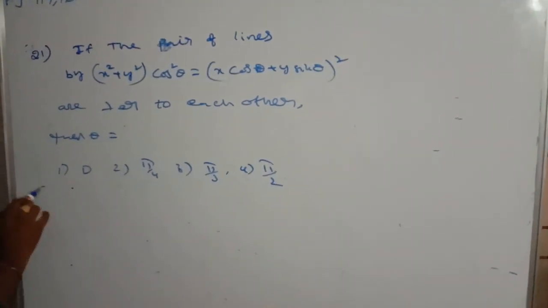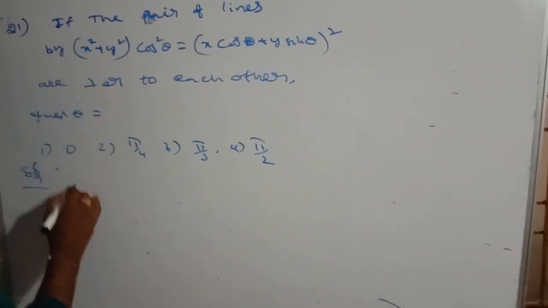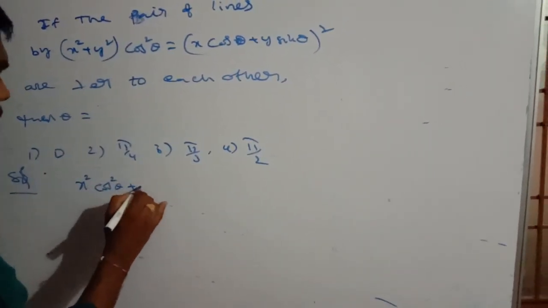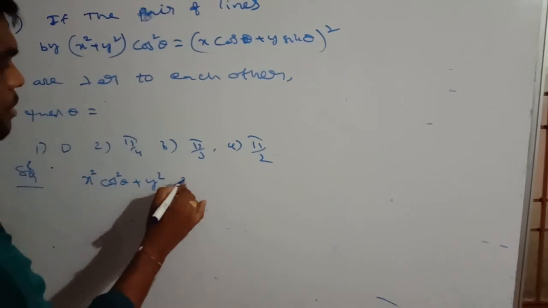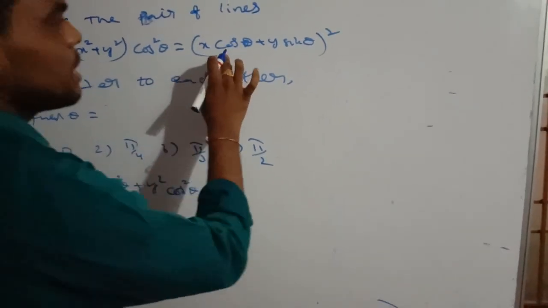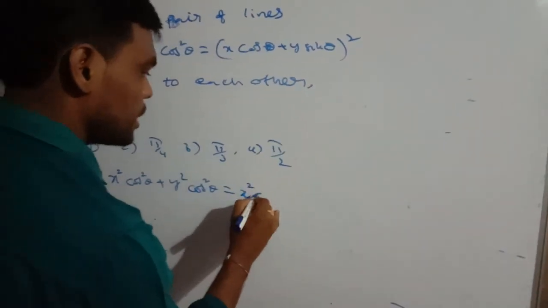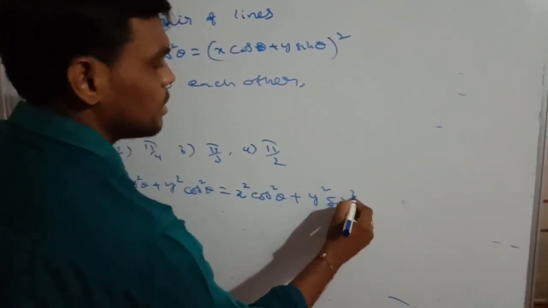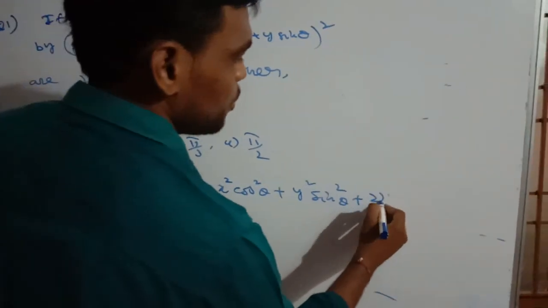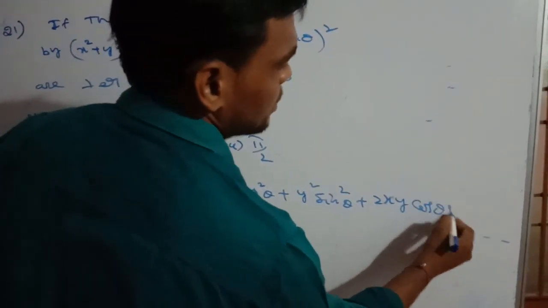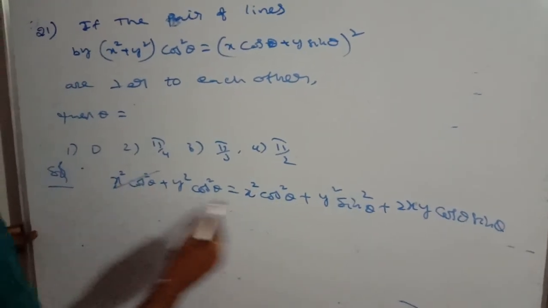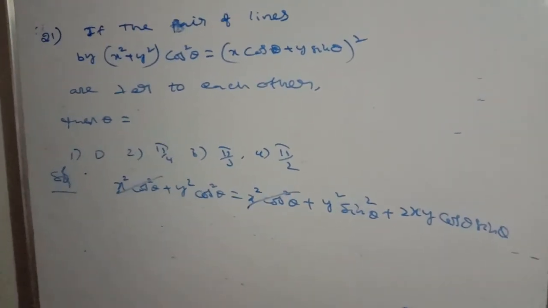Now first, the given equation: x square plus y square cos square theta is equal to (x cos theta plus y sin theta) whole square, expanding with the a plus b whole square formula. Here a square is x square cos square theta, plus b square y square sin square theta, plus 2ab, and this is 2xy cos theta sin theta. Now the x square cos square theta is cancelled.